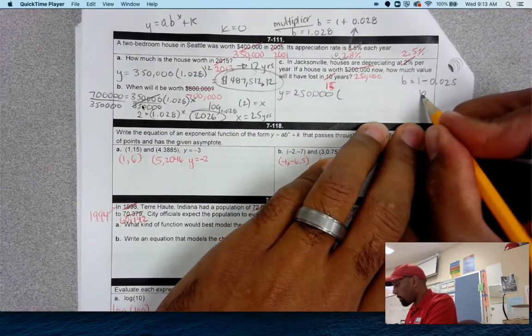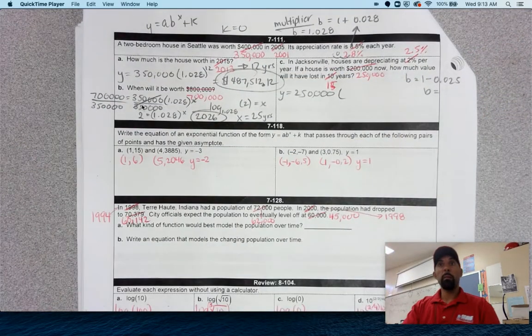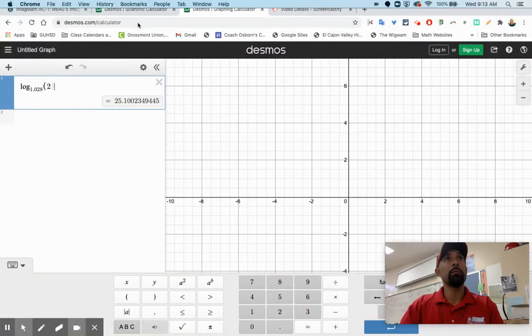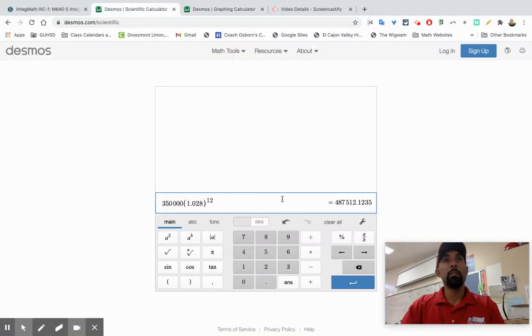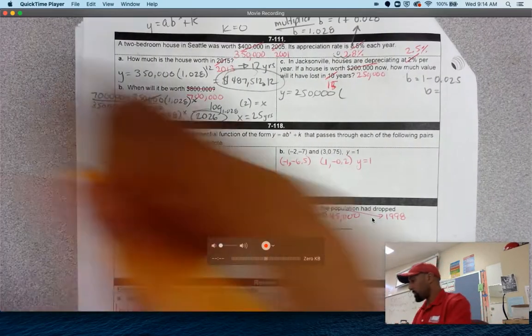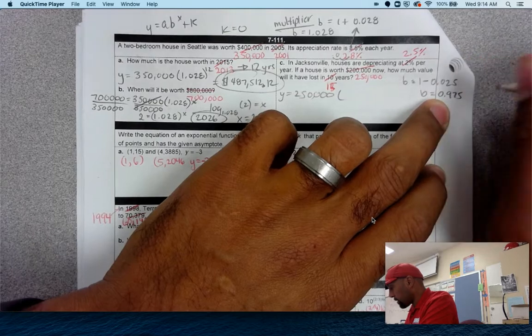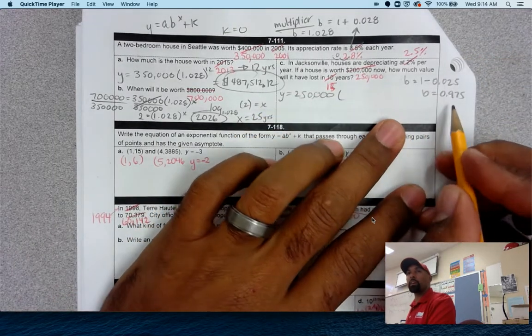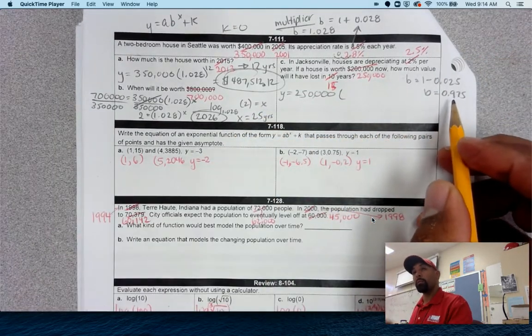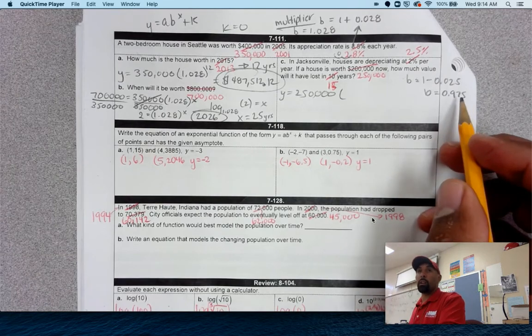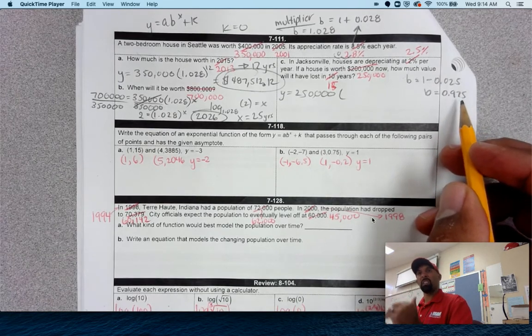So now 1 minus, take the calculator out. No shame in the calculator. So 1 minus 0.025 is 0.975. That is our B value. That is very important, and it makes sense, because if you multiply times a number that's bigger than 1, the number is going to increase, and if you multiply times a number that's less than 1, it's going to decrease.